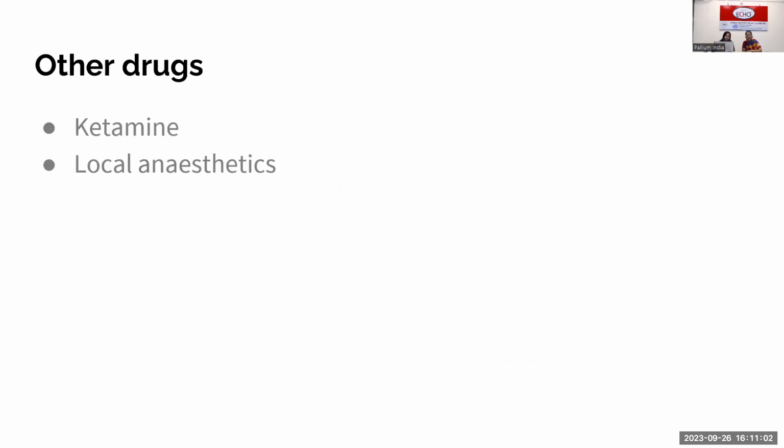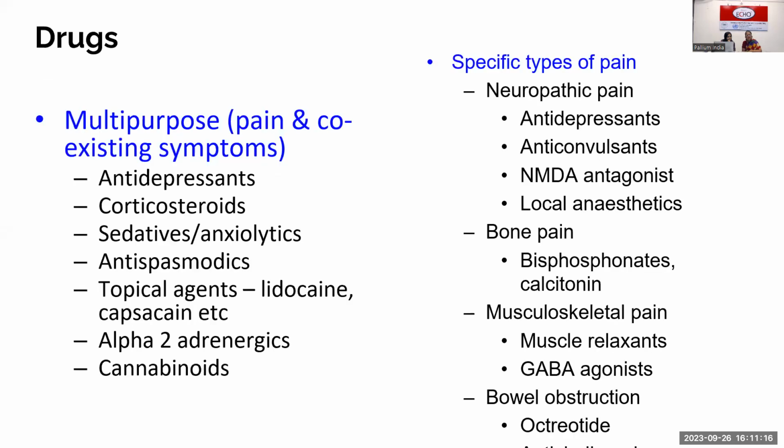Next slide. Other drugs which are other adjuvants are ketamine and local anesthetics, which are commonly used as an inpatient management option. Next slide. So the main thing is that multiple drugs are there. All these are used to aid or help in the pain management. So that's the list given there. And for specific types of pain, the specific drugs which can be useful are enlisted there.